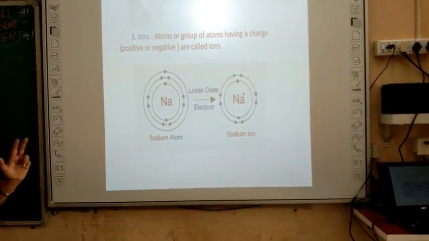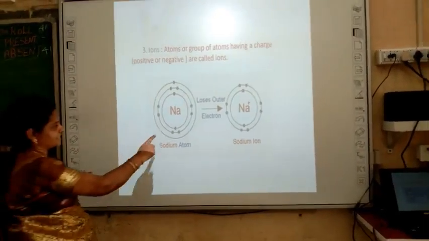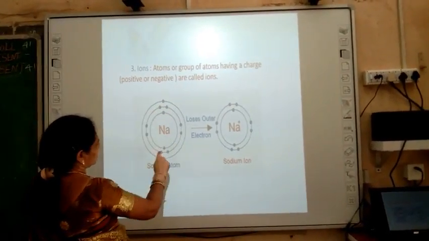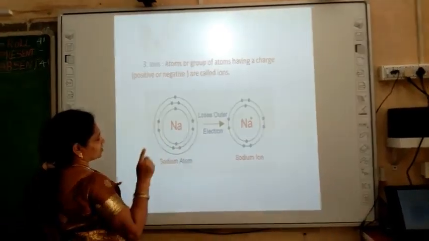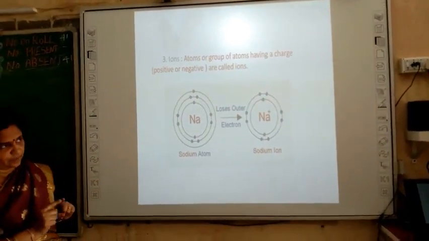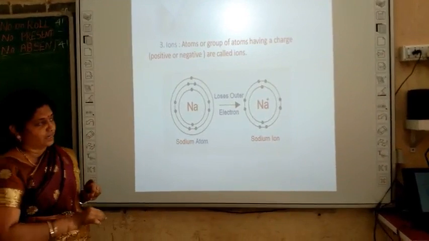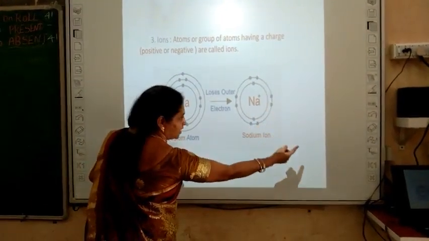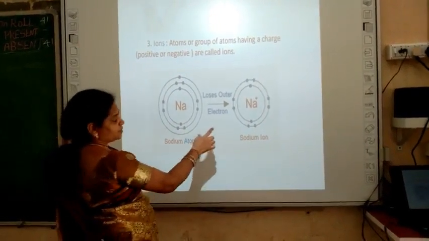It lost electrons. Understand? In the first orbital 2 electrons, in the second orbital 8 electrons, and then the remaining 1 electron is present in the sodium atom. When it is dissolved in the water, it gives 1 electron to another atom. Understand? So it becomes a cation.